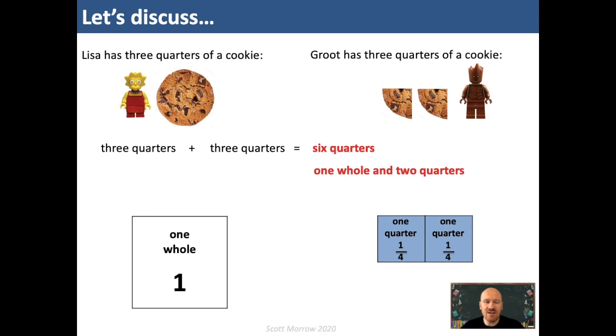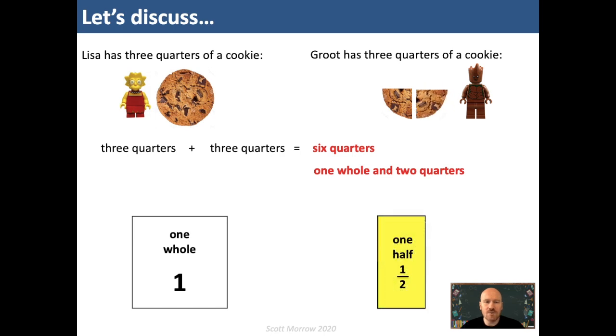But again, we can find another way to represent this. We can take those 2 quarters, we can put them together to make 1 half cookie. So we can also say that they've got 1.5 cookies. So each of those answers is correct because 6/4 is the same as 1 whole and 2 quarters, which is the same as 1.5 cookies.